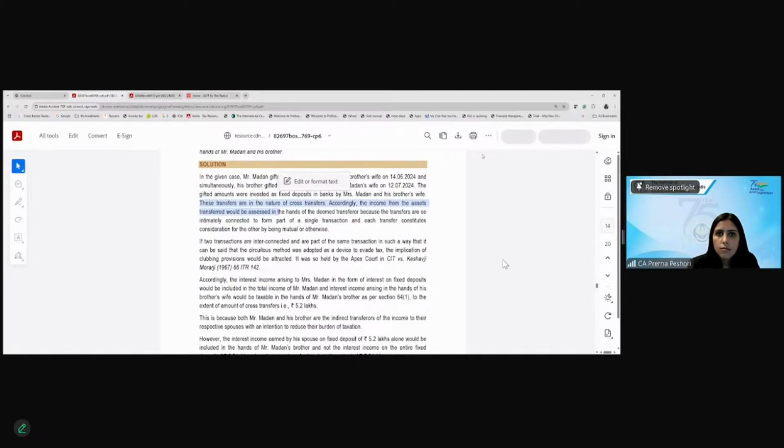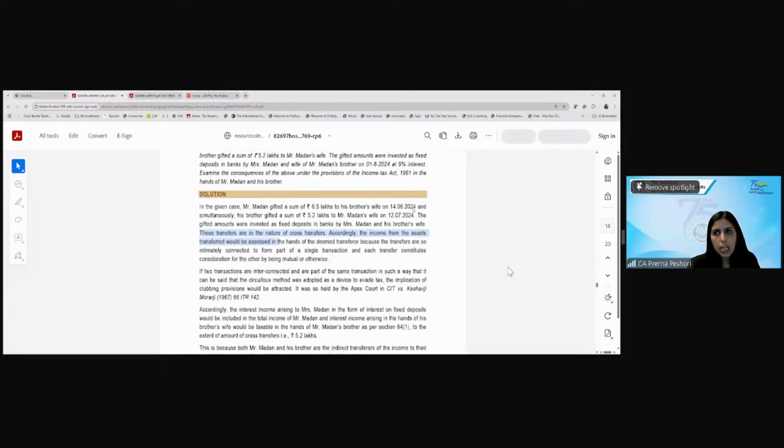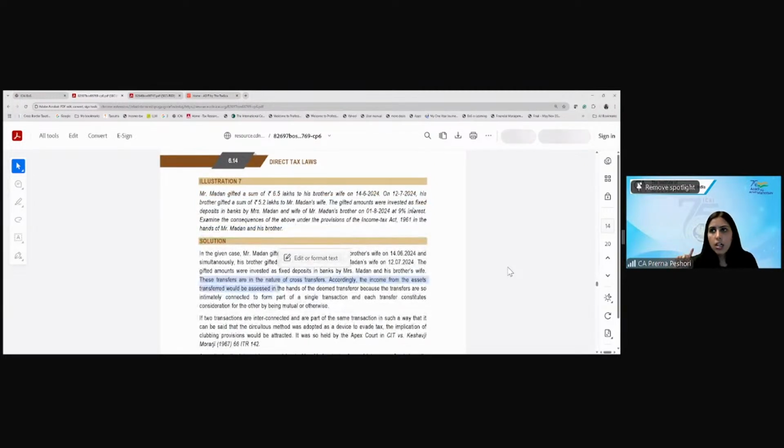There is room for mistakes like the one which I made. Keeping in mind the question that is put in front of us, if you make this kind of mistake, there are high chances that you may get zero marks, because here the question is testing whether you know the cross transfer or not.